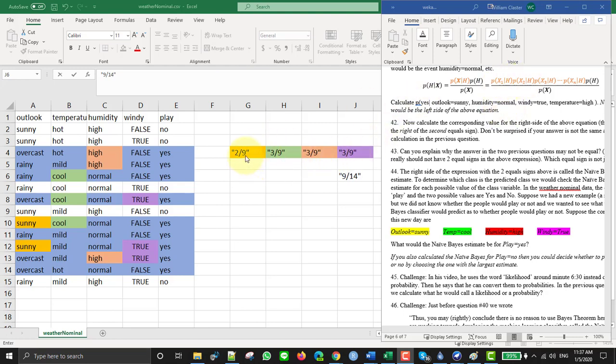So when we multiply this times this, we'll get an estimate of this. Then when we do it with no, we'll get a different set of numbers here. We'll get another estimate, and we can just choose the one which is higher. And that's actually the way the naive Bayes algorithm works. So what you would do is ignore the denominator, calculate the numerator for the yes value of h, calculate the numerator for the no value of h, and then just choose the one that's higher. That's the way the naive Bayes classifier would work.